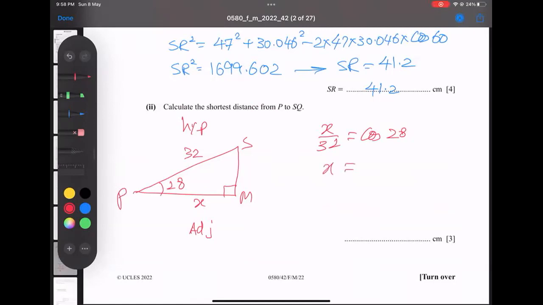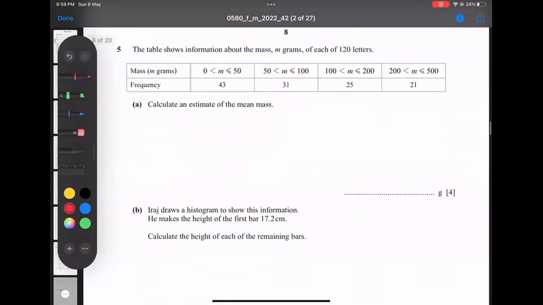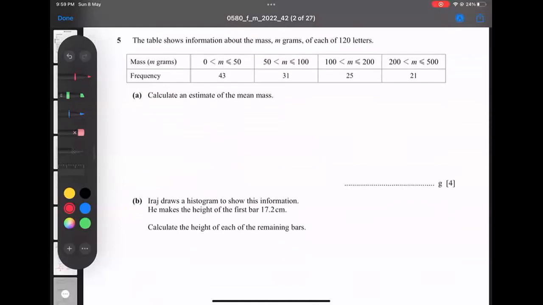I'm getting the answer 28.25. But I need 3 SF. I need 2, 8, 2, and the 5 I don't want. So the shortest distance is 28.3 centimeters. Let's go to question number 5.